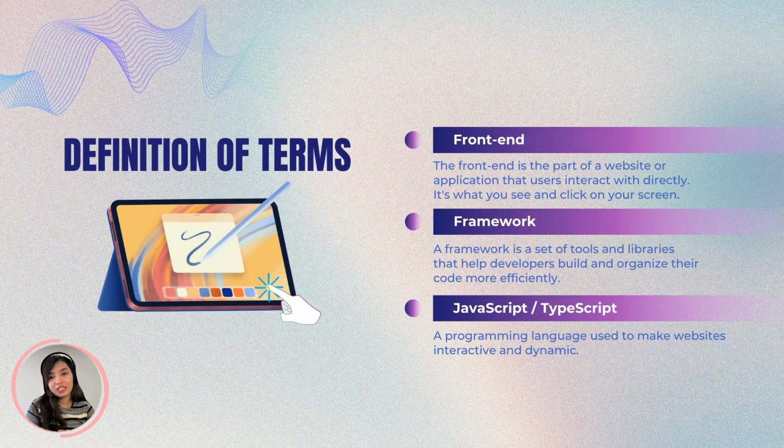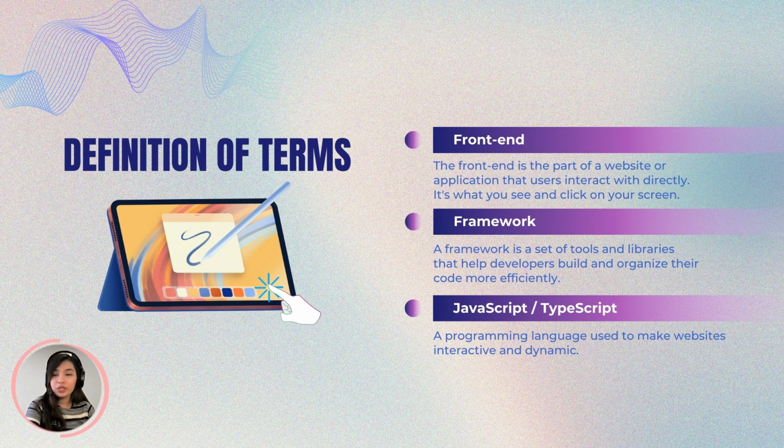So I have included a definition of terms section because my assessment strategy involves technical concepts that may be hard to grasp. So I've broken it down so it can be easily understood. So the first one here is the front end. So it is part of a website or an application that users interact with directly. It is what you see and click on your screen. So think of the front end as the storefront of a shop. So it's everything you see when you walk in, like the display windows, the layout, and the products on the shelves.